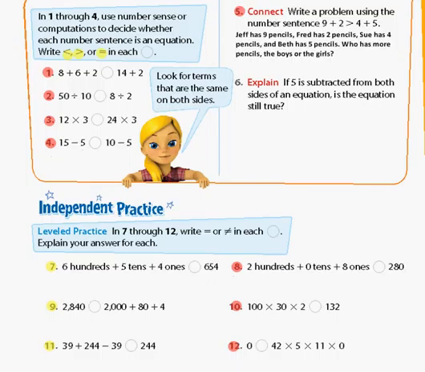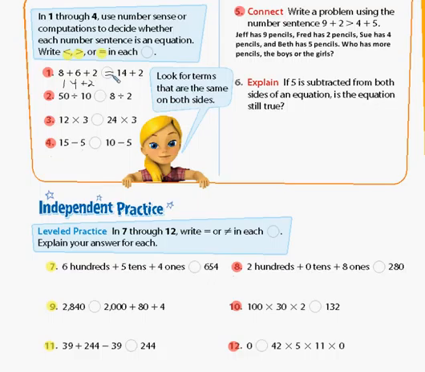I'm going to go ahead and I see a 2 right here and a 2 right here, so I'm going to see what 8 plus 6 is. Okay, 8 plus 6 is 14, so 14 plus 2 is going to be equal to 14 plus 2.